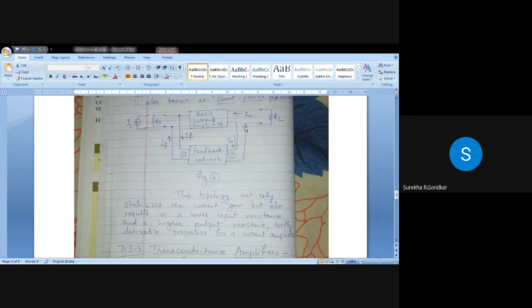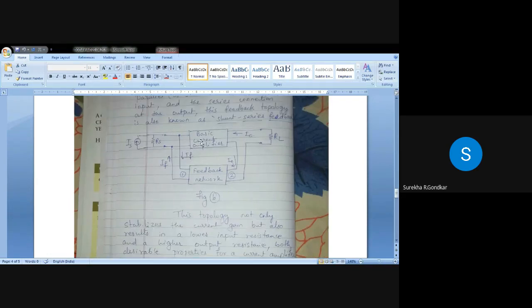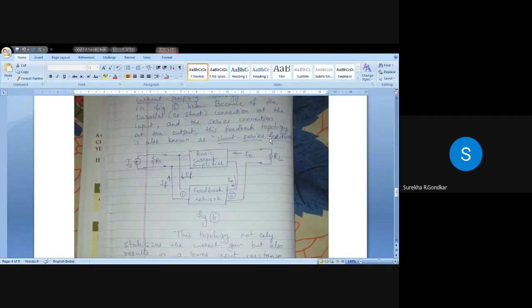Since you are tapping the current from the output, this tapping is done in series form. But the mixing of this IS and IF is done in parallel. So the name shunt series feedback is given to this topology. Here, this connection itself will show that it is a parallel connection, so it is a shunt connection. And this type of connection is a series connection. Accordingly, you can identify whether it is a shunt series or shunt or series shunt feedback topology. Here it is shunt series feedback topology.